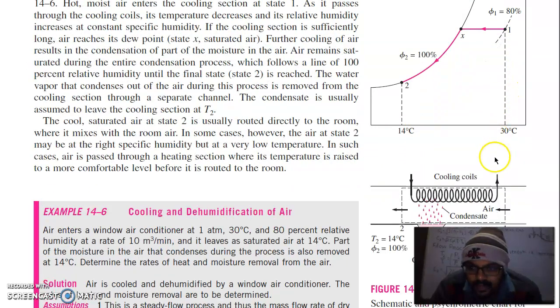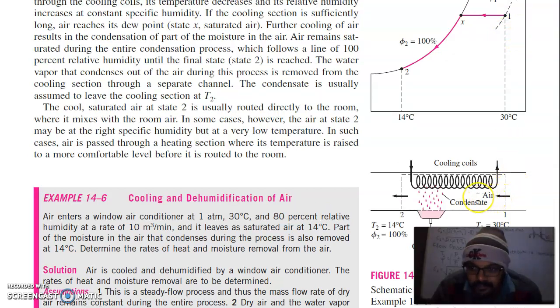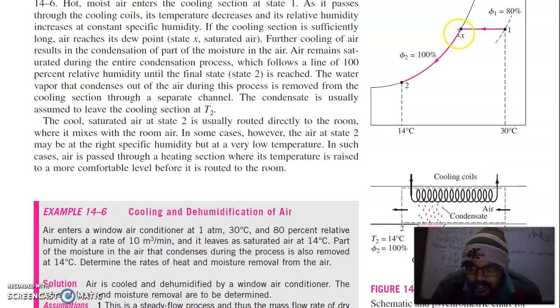So air enters the cooling coil at one state, which is 80% relative humidity, temperature 30, volume flow rate 10 cubic meters per minute. When it passes through the cooling coil, its temperature starts to decrease. At point X, it will reach a temperature where its relative humidity is 100%. So the air won't be able to carry the moisture, and the moisture within the air starts to condense at the cooling coil.